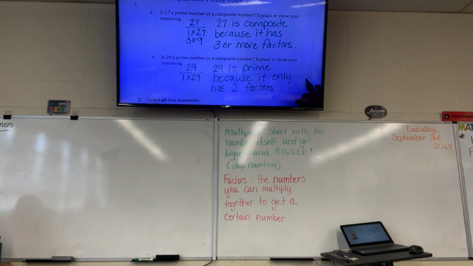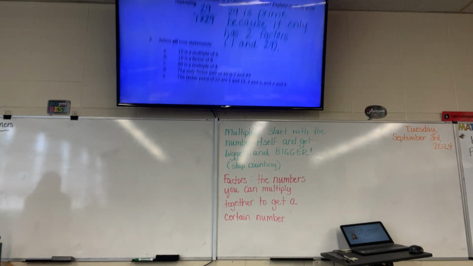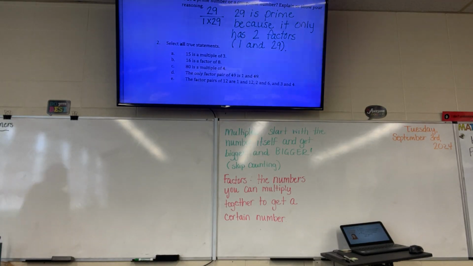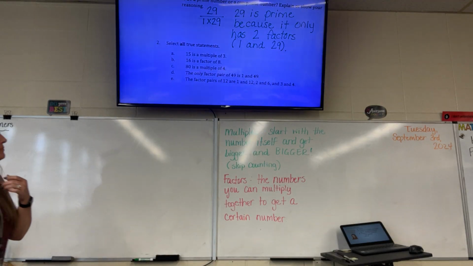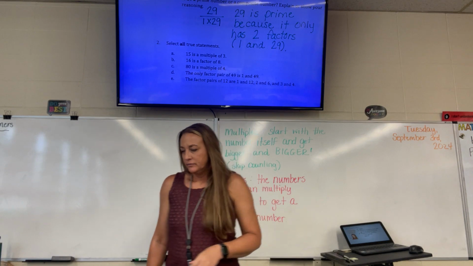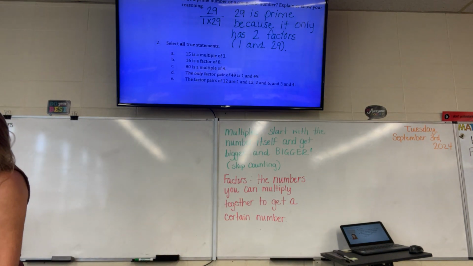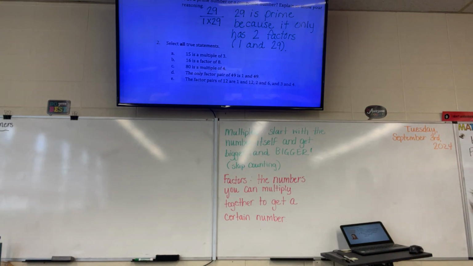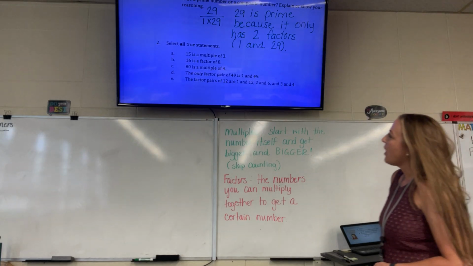If you want to add on, you can. Rewrite that part: 29 is prime because it only has two factors. You're going to have to keep up, okay? Oh, you're doing that. Good, Todd. Okay. 1 and 29 in parentheses. All right.